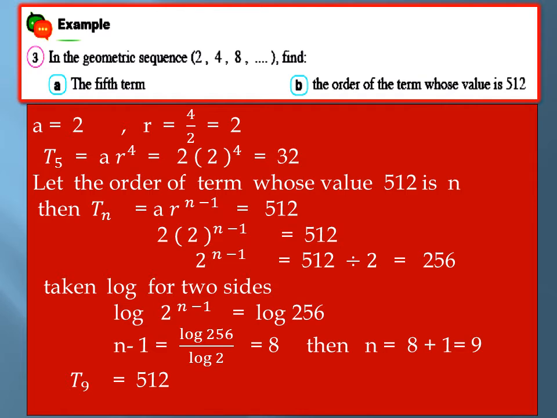Taking log of the two sides, log 2 to the power n minus 1 equals log 256. As we said before, the power can be written in front of the log, then n minus 1 equals log 256 over log 2. By calculator we get n minus 1 equals 8. Then n equals 8 plus 1 equals 9. Then the order of the term whose value is 512 is T9. The order is 9, but the value equals 512.